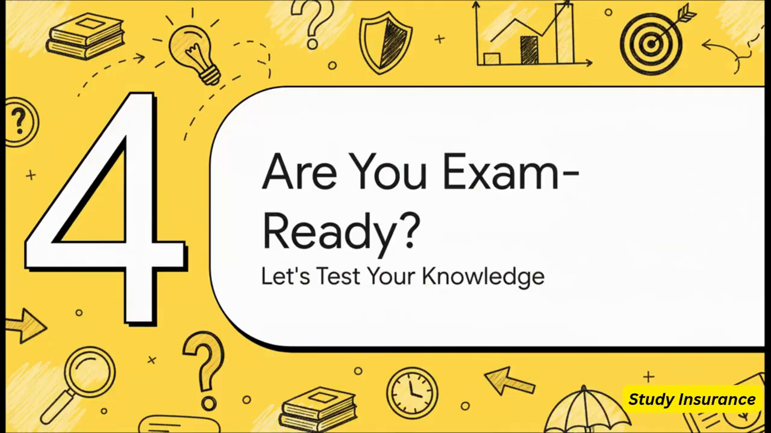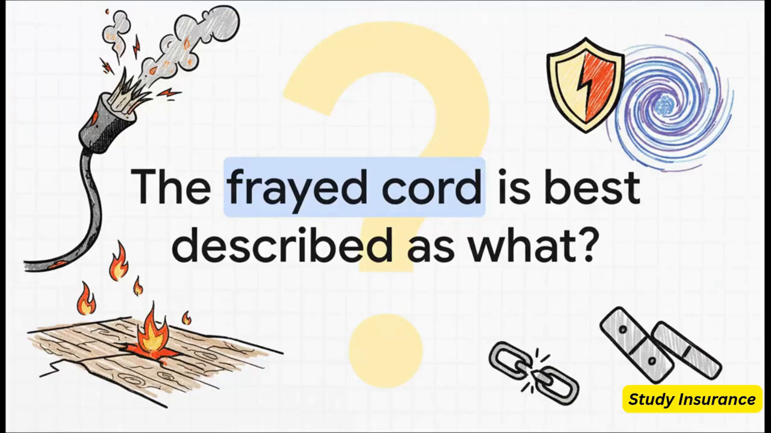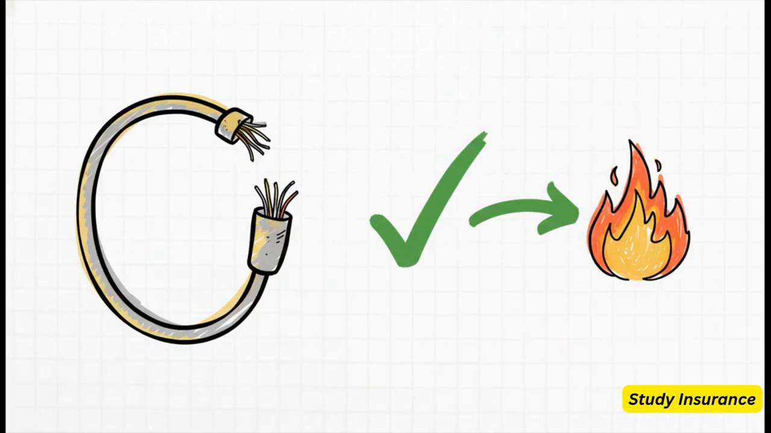All right, you've taken in the theory, you've seen the example, so let's see if you can apply it. I'm going to throw a few exam-style questions your way, all based on what we just covered. Get ready. First question, let's go back to our story. That faulty, frayed cord that really set the stage for the whole disaster. What is its official term? Is it the risk, the peril, the hazard, or the proximate cause? The correct answer is C, the hazard. Remember, the hazard is the underlying condition, while the peril is the event itself, in this case, the fire. That frayed cord made the fire much, much more likely to happen.